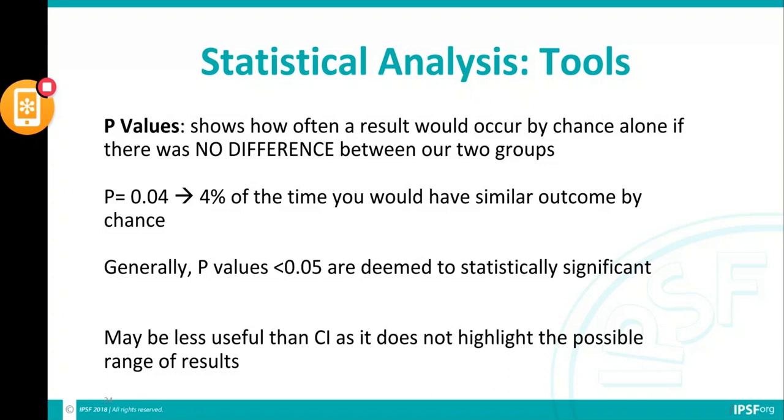So generally, p-values less than 0.05 are deemed to be statistically significant and useful. And just an example of that is a p-value of 0.04 would mean that 4% of the time you would have similar outcomes by chance. So if they had improved cardiac function or improved health, you want to make sure that it's less likely to happen by chance and more likely to happen with your intervention, such as a new medication. So the lower the p-value, the more likely it is your intervention is responsible for your positive outcome.